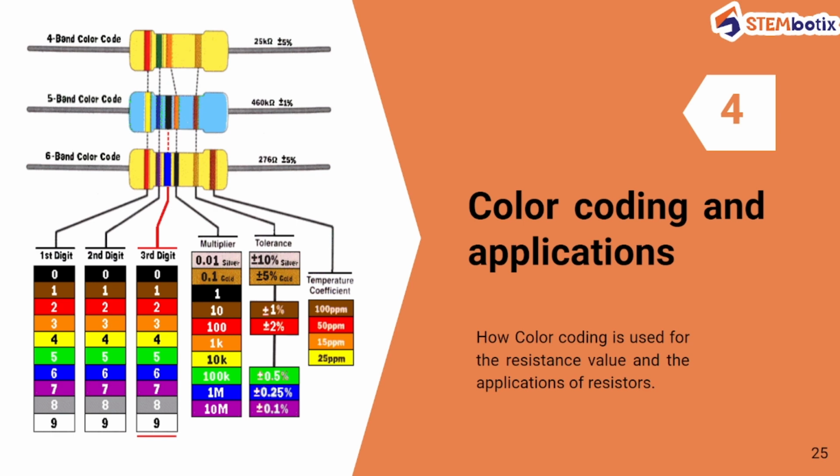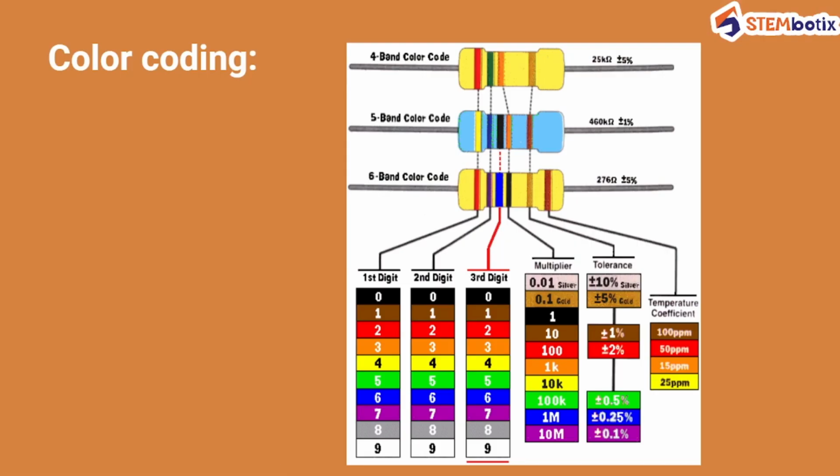Now let us see the color coding and application of resistors. So how color coding is used for the resistance value and the applications of this kind of resistors. These are the general resistors which we see or we use. The first one is 4 band, the type of resistor which has four different color bands on it. Another one is 5 band, which means it has five different color bands on it. And another one is 6 band, which means it has six different color bands on it.